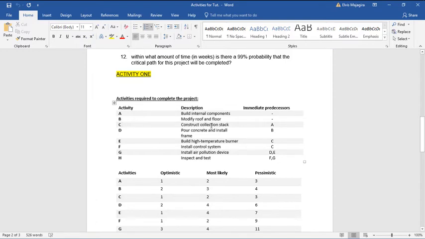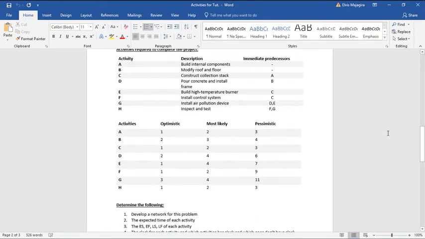Activity C, which is construct collection stock. This activity C can only start once we are done with building internal component. We cannot start activity C if we're not done building an internal component. How do we know that? Because activity C has an immediate predecessor A. Activity D can only start after activity B is done. So immediate predecessors just means we can start these activities where the previous activity ended. Well, let's go into practice.